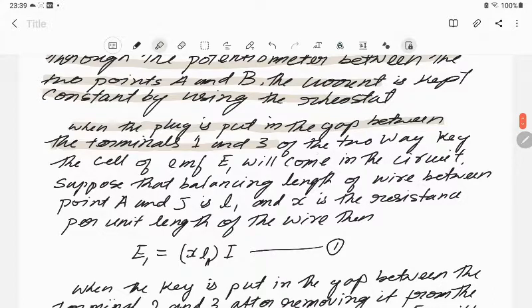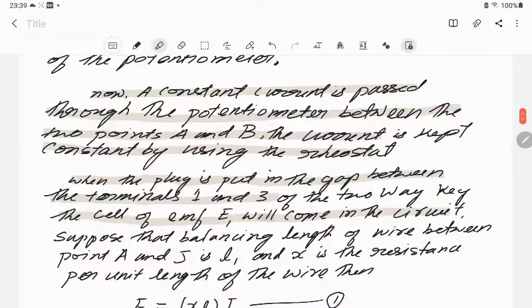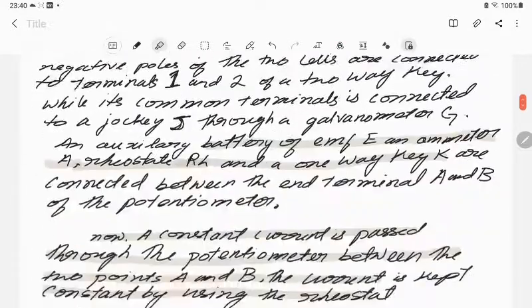So of the two-way key, the cell of EMF E1 will come in the circuit, right? Because E1 is this one, so it is in the circuit, making a complete circuit, whereas this E2 is not making a complete circuit because here it is cut off, it is not connected. First we have to connect this 1 and 3. Now when 1 and 3 is connected, E1 is in the circuit, okay.